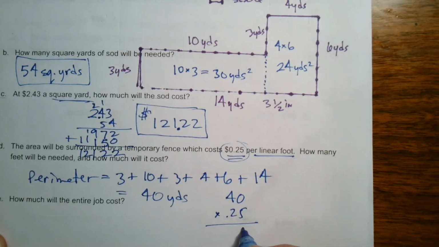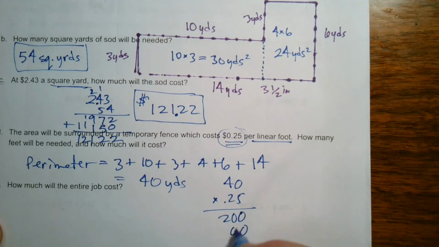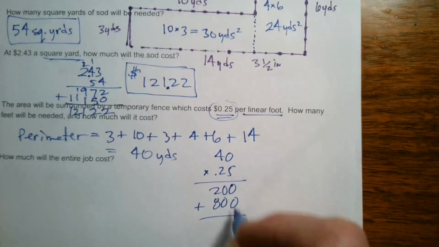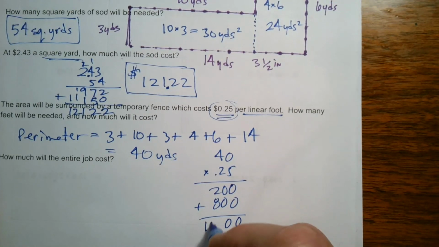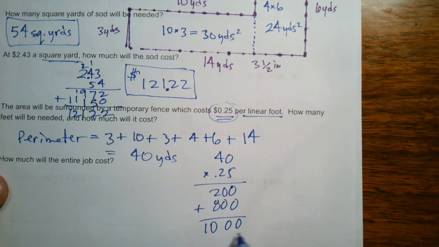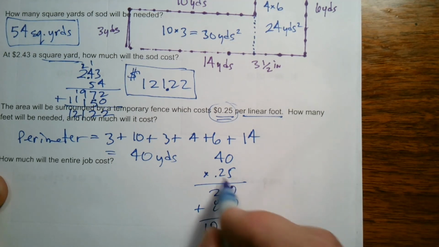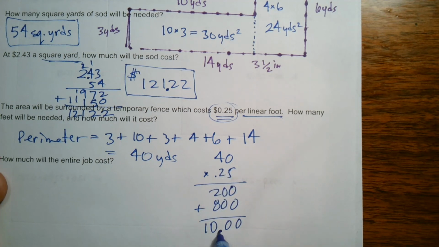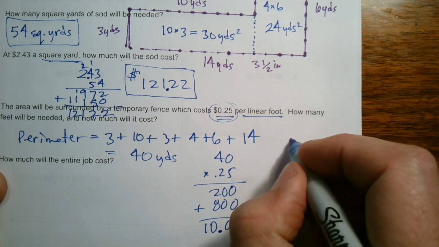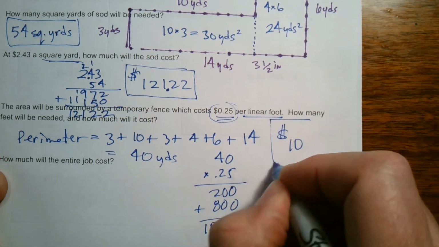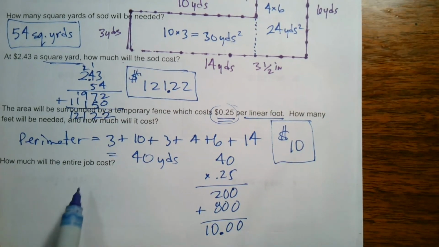So if I do the multiplication here, that's a 0 and then a 20. And that's bring down my 0, my placeholder, 0 and 8. Add those up. Looks like you get 1000. But remember, I have 2 decimal places in my multiplication, so my answer has to have 2 decimal places. So it looks like 10. So my answer here would be $10. That's how much it's going to cost for fencing.